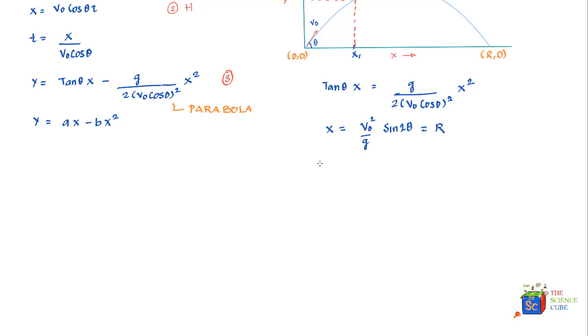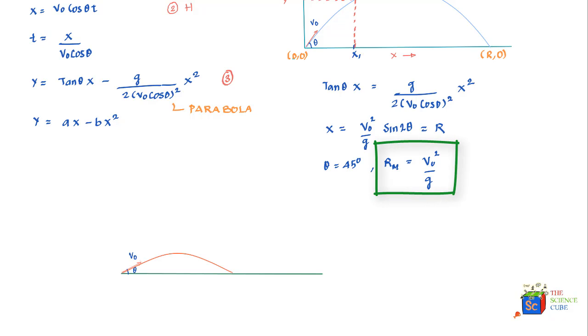So we can write it over here that for theta equal to 45 degrees, the range is maximum, and this range, if we call it Rm, equals v0 square upon g.